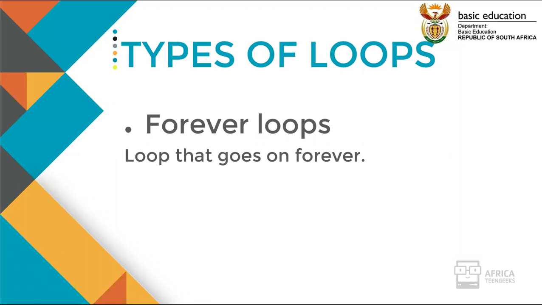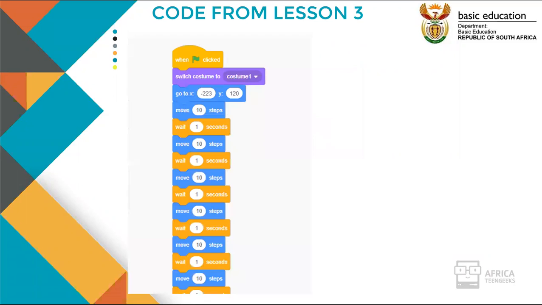So that's a good example of where a forever loop comes in. Now, yesterday we wrote this program code. If you're all looking at your screen right now, we managed to complete this program to get the sprite to move. And if you look at this code, you will see that other than the costume and the go-to, which are the two starting things, everything else is repetition.